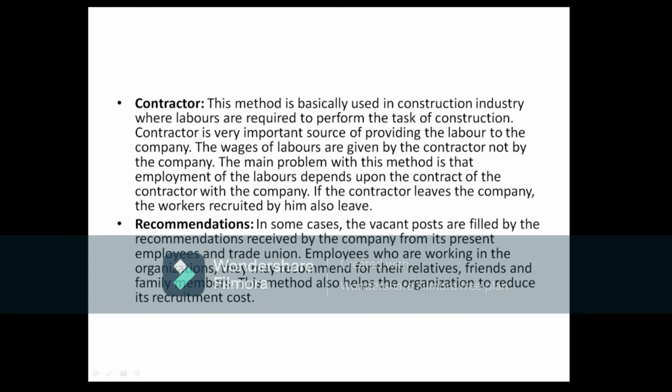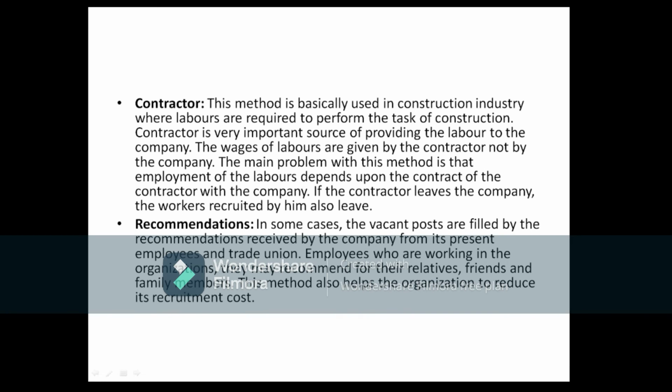And the labor, those who are working in the construction industries, they get their wages from the contractor, not from the employer. So contractor is in direct touch with the employer. And another disadvantage is, suppose the contractor has a dispute and leaves the contract, in this case the whole labor force also leaves the organization. So this is the drawback of this method.